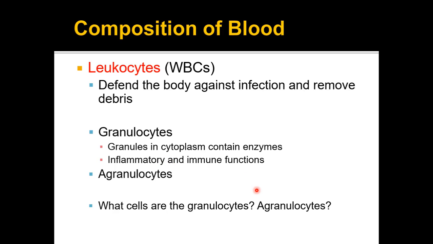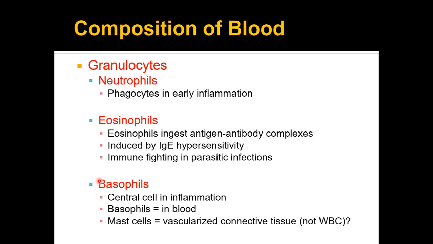Do you remember what the granulocytes are? Here's the acronym for you, BEN. So BEN is the granulocytes, so basophils, eosinophils, and neutrophils. All of the other white blood cells and lymphocytes would be considered agranulocytes. The prefix A meaning that these are without granules within their cytoplasm. So let's look at the granulocytes first. So basophils, eosinophils, and neutrophils.